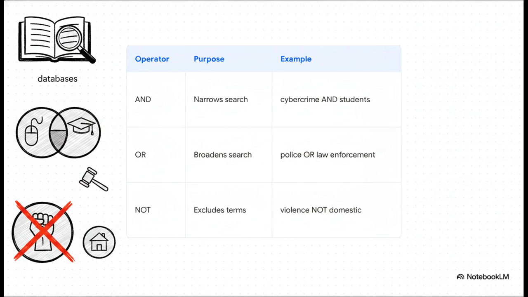If you type cybercrime and students, you are demanding the database only give you files that mention both terms, which sharply narrows your search. If you use OR, like police or law enforcement, you broaden your net to catch either term. And if you use NOT, like violence not domestic, you can actively exclude irrelevant cases from your search entirely. It's a total game changer.